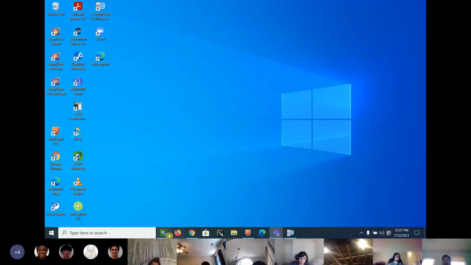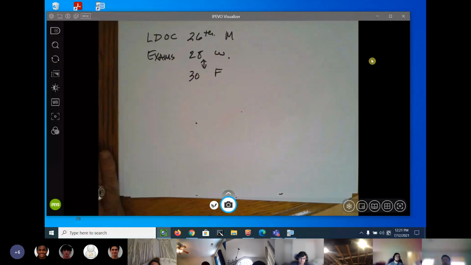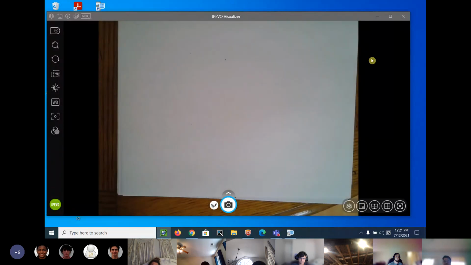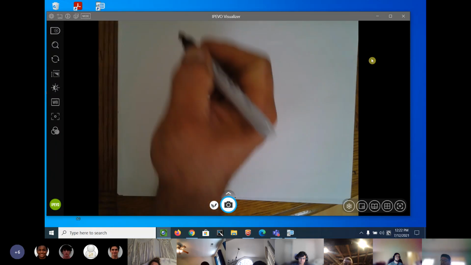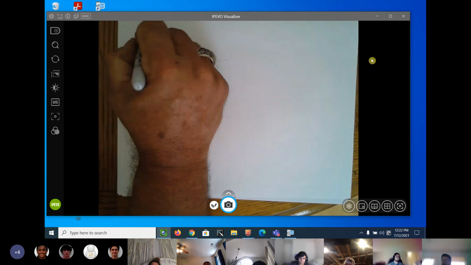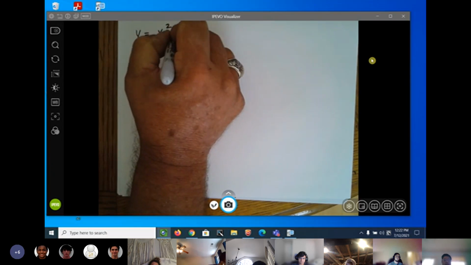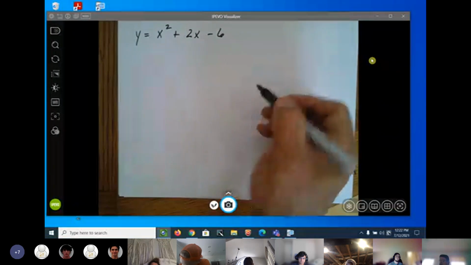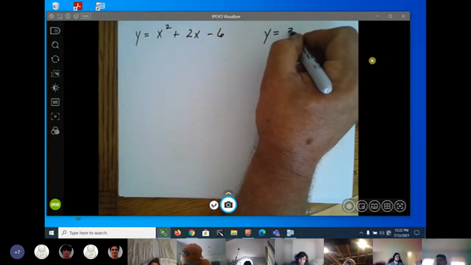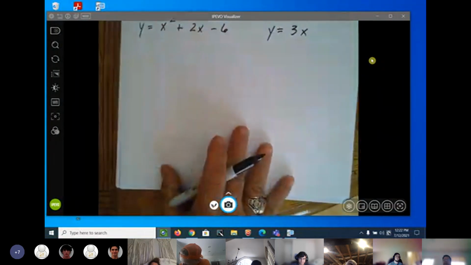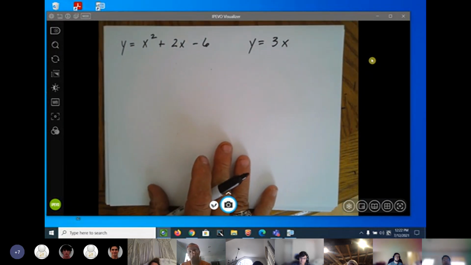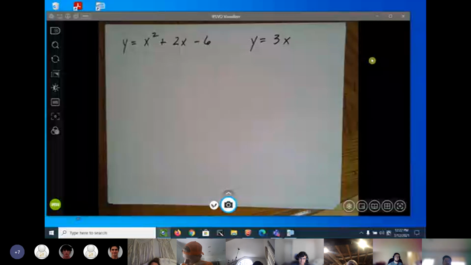Here's the problem that I have for you to do. And that is y is equal to x squared plus 2x minus 6, and y is equal to 3x. And I want you to find the area between the two graphs, between the two functions, please.